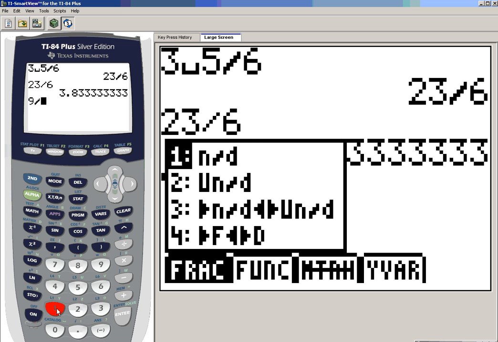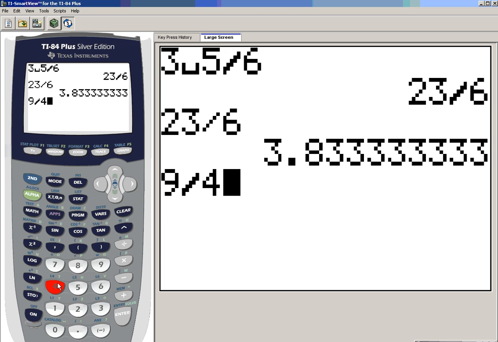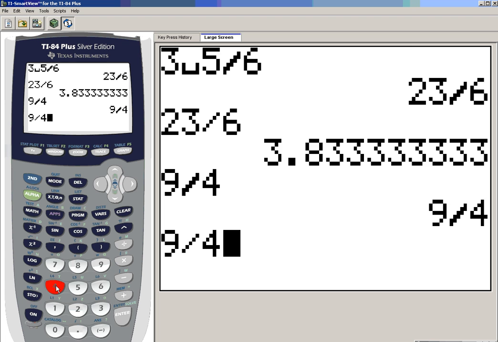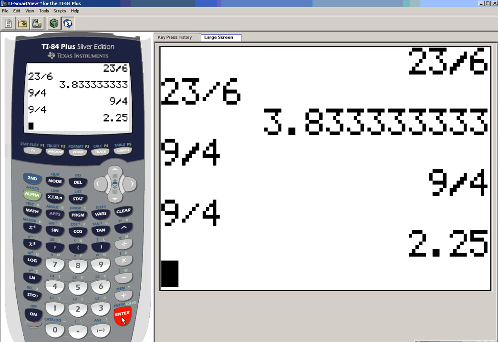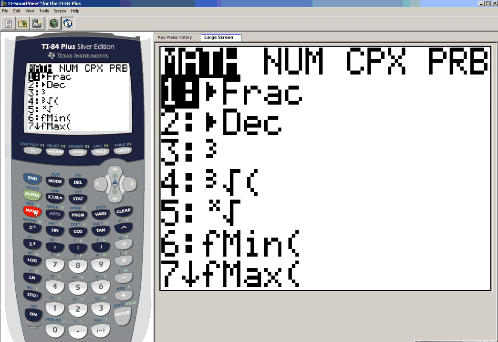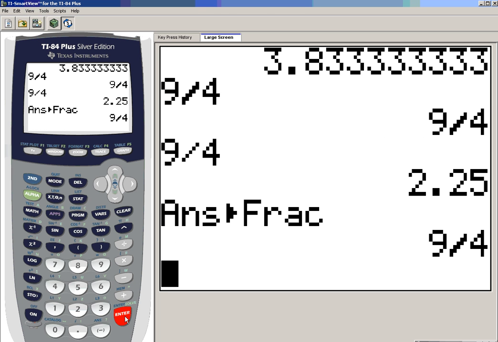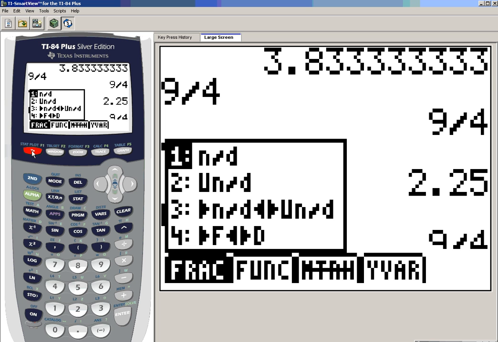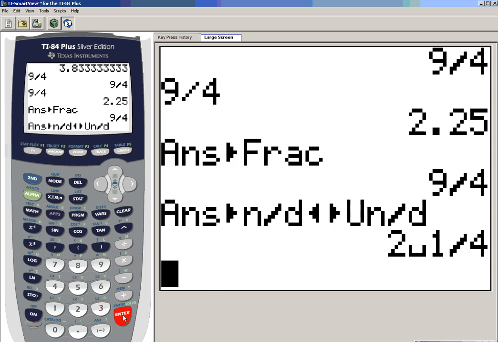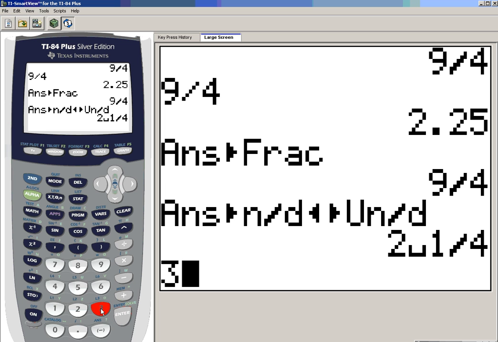9/4. 9. Alpha, y equals. Number 1 is your fraction. 9/4 equals. Divide that out. 9 divided by 4 is 2.25. If we want to go from decimal back to fraction, remember we hit math, change to fraction, and now I want to change that fraction into a mixed number. Hit alpha, y equals. Third command down here is to change from a fraction to a mixed number, so select that, hit enter, there's our mixed number, 2 and 1/4.